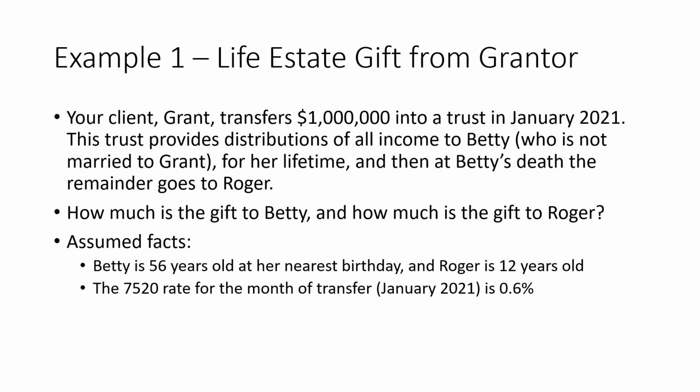So starting off, we're going to assume these facts, but these are items of information you would typically have to collect to carry out this calculation. Now, one, since Betty's the recipient of a life estate, we need to know her age at her nearest birthday because the value of Roger's interest is going to be dependent on Betty's life expectancy. So, Betty is 56 years old at her nearest birthday. We also need to know the 7520 rate for the month that Grant transfers the life estate to Betty. And in this case, it's 0.6%.